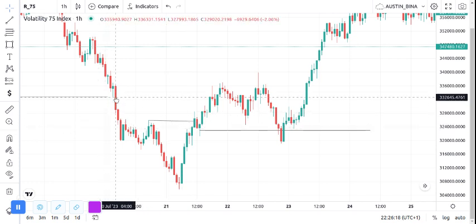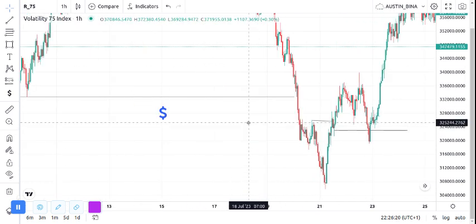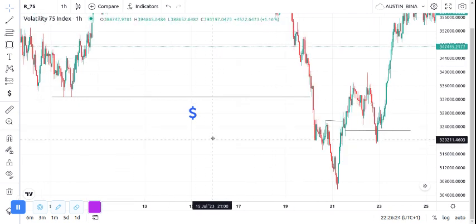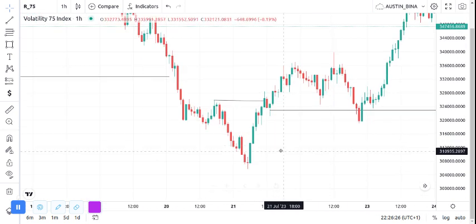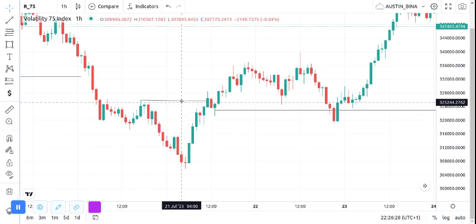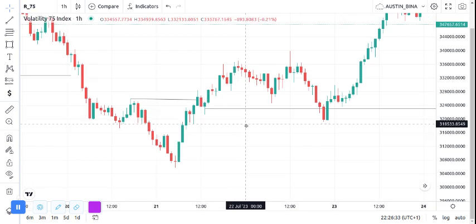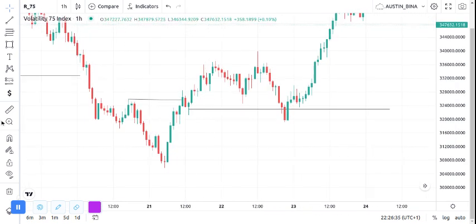Look at price, it came down here. It retraced, and it reversed to take out liquidity residing below this low. And immediately after the liquidity was taken out, we can see a shift in market structure. This is a breaker block, guys.